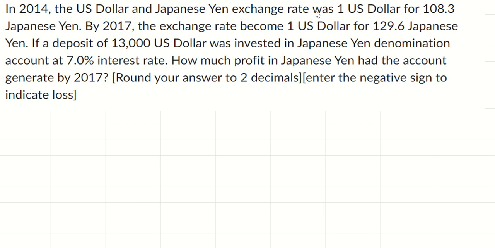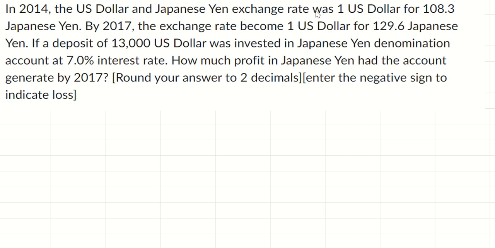All right, so a couple of important pieces of information here. We're going to take this $13,000, convert it to Japanese yen in 2014, save it at a 7% interest rate, and then by 2017, we're going to see how much profit that account generated.